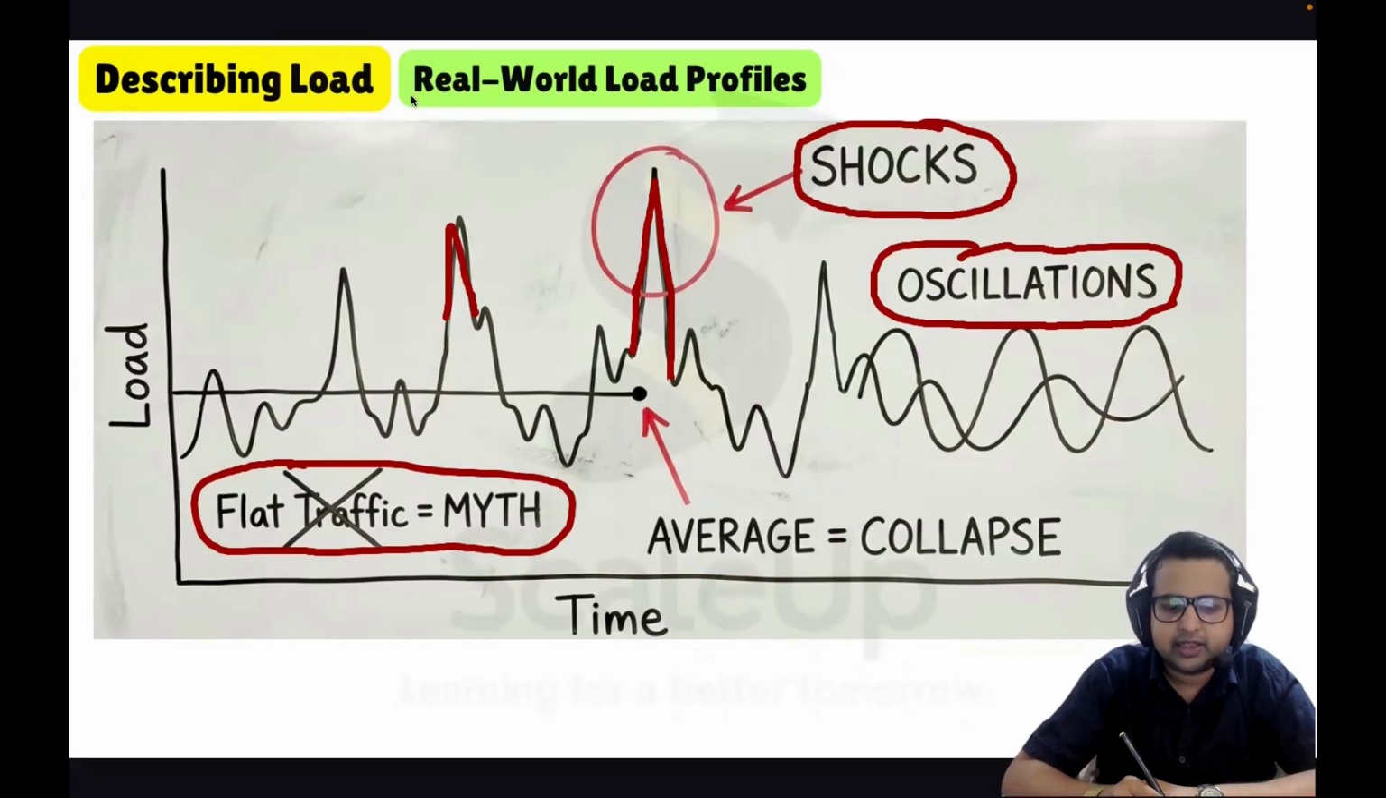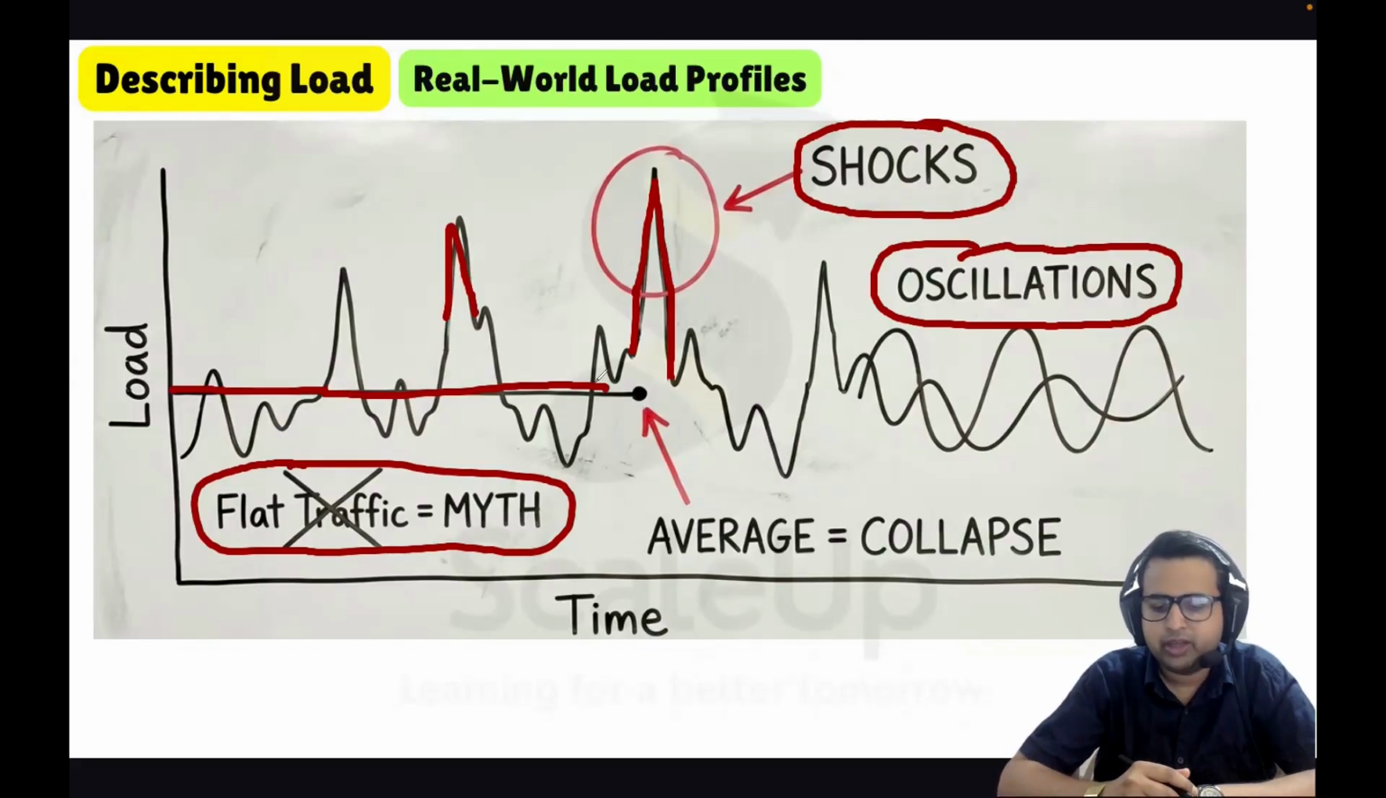If your architecture only accounts for the average, like if you just focus on the average load, average traffic, then it may collapse during the moments that matter most to users. So during the moments of shocks, peak load, the system may collapse.